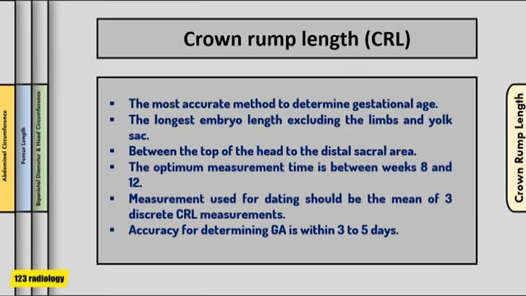The optimum measurement time is between weeks 8 and 12, when crown rump length is above 10 millimeters, because the slope of the embryonic growth curve is small before this time, and it can be difficult to clearly identify a very early fetus. The measurement used for dating should be the mean of 3 discrete crown rump length measurements when possible. The accuracy of this measurement for determining gestational age is within 3 to 5 days.